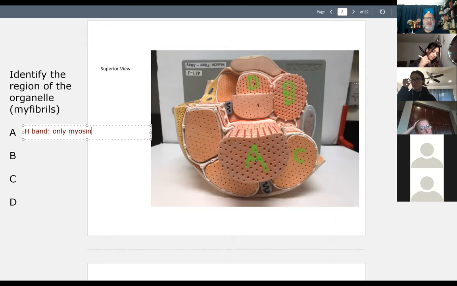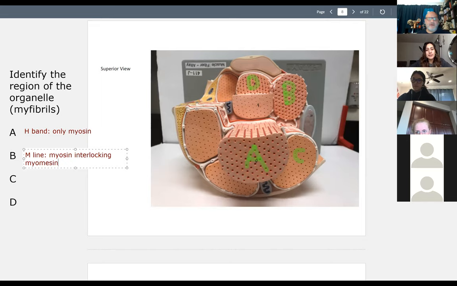What's B? The M line. Excellent. And how did we know that? Because of this. The center. Yeah, the myosin with the interlocking myomesin. So we have that interlocking mesh, makes it super easy. What would C be?